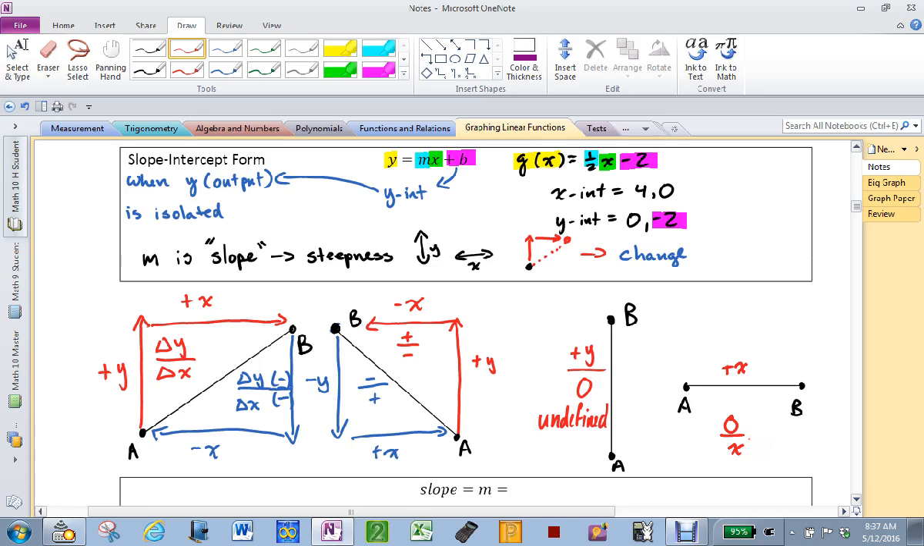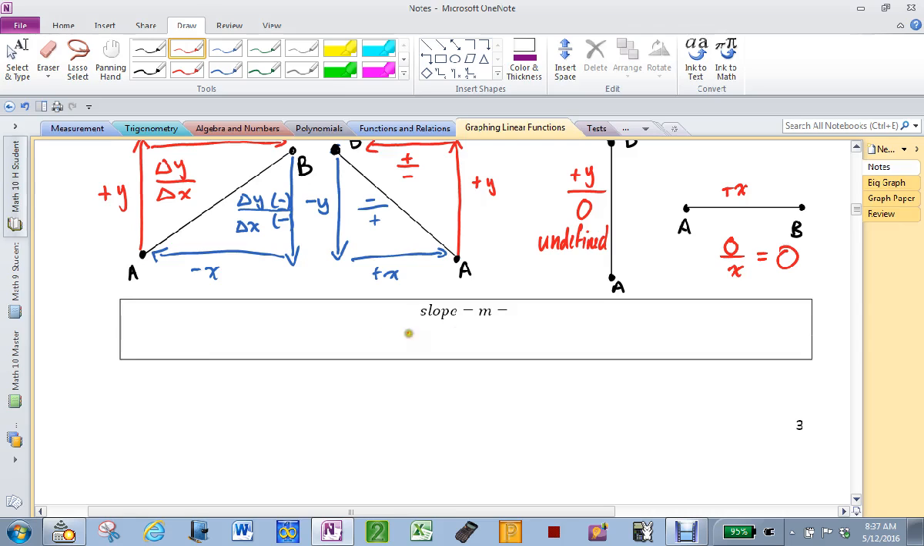Okay, so is this allowed? Yes. So what is this slope? 0. This slope is undefined. This slope is 0. Do you understand the difference? Yes. Okay.